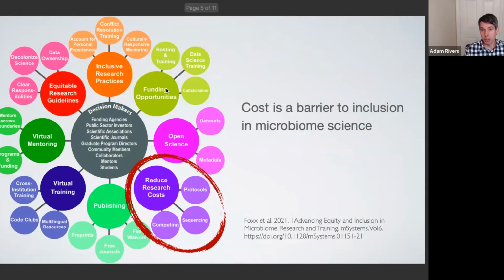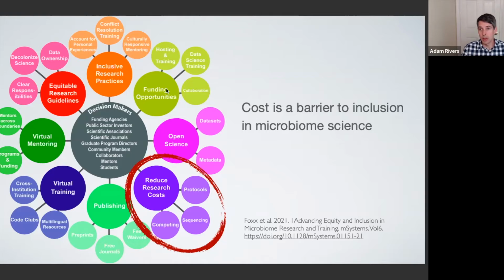Last year I had the opportunity to be a co-author on an interesting paper on advancing equity and inclusion in microbiome research. There's a lot of takeaways from that, but one thing I wanted to talk about today was the importance of costs of doing microbiome science as a barrier to inclusion. In addition to being a barrier to inclusion, it's also an issue because it skews the samples that we get in terms of our large global sample collection towards wealthier countries.